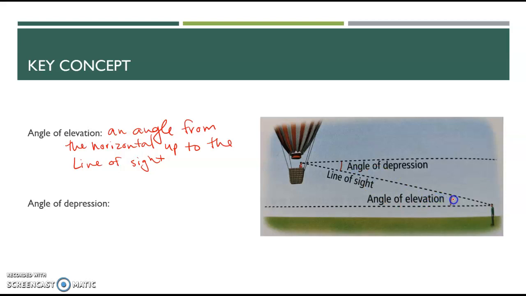So, angle of elevation, that's like down here. We've got this horizontal line, which is our height, and then our line of sight, so where we can see. Angle of depression is an angle from the horizontal and it goes down to a line of sight.